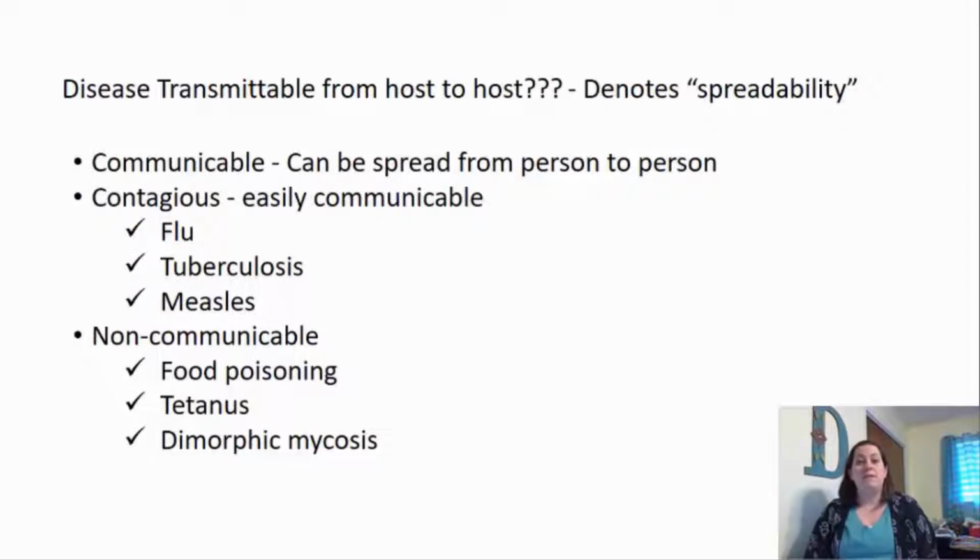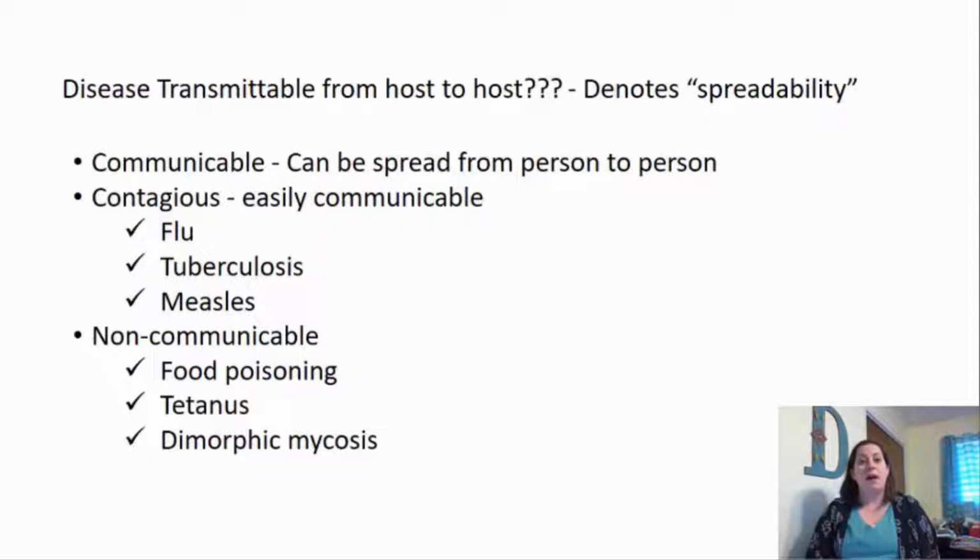An example of this would be the flu. When people have the flu, a lot of times it's very easy to spread, and this is why during flu season, if you go into a clinic or an ER with flu-like symptoms, they'd like you to wear a mask. The reason for that is to protect the other people, because it can get passed very easily. Another example would be tuberculosis and also measles.